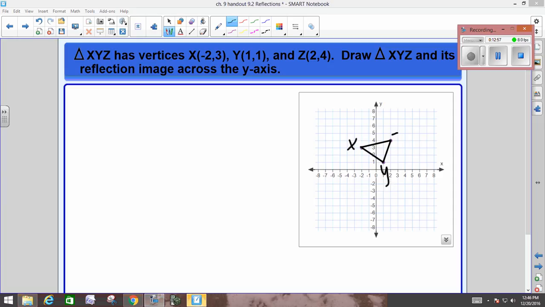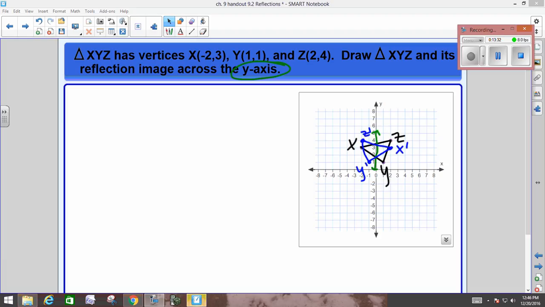So if you're going to go across the y-axis, that's your vertical one here. Y is 1 to the right of it, so then Y prime is going to go 1 to the left of that green line, the y-axis. Z is 2 to the right, so then I'm going to go 2 to the left. And X is 2 on the left side of the y-axis, so then I need to go 2 on the right side of it. So then they're going to overlap. The line of reflection was just passing through the figure.